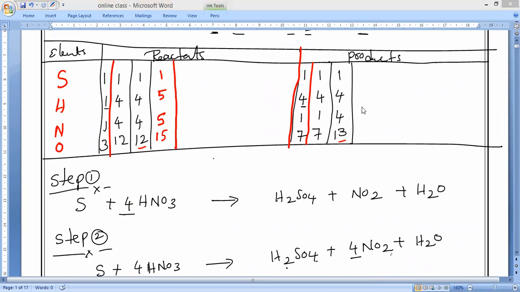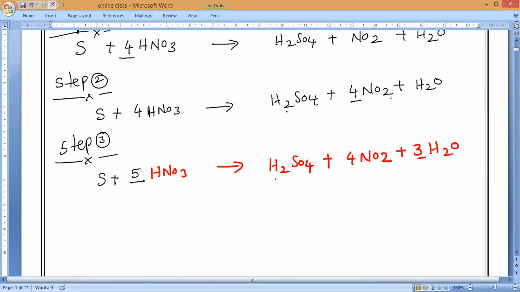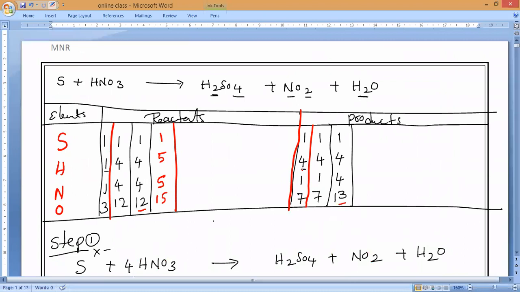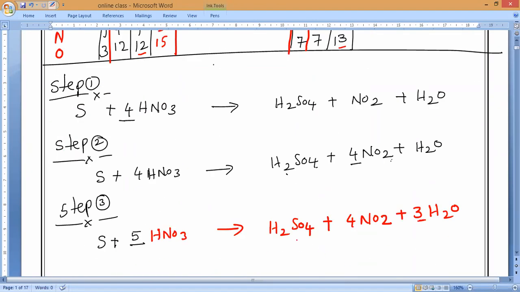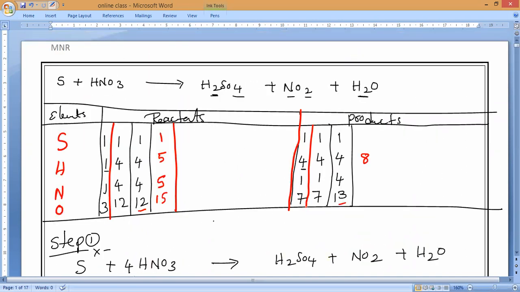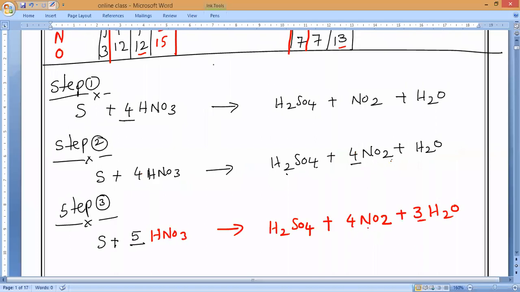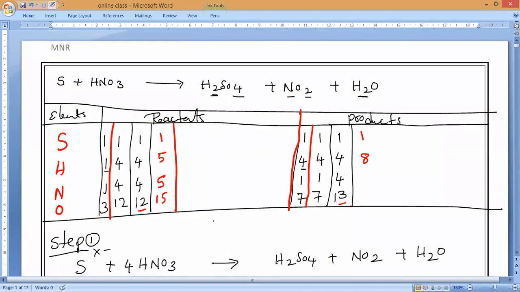Now tell me, product side hydrogens how many? 2. 3 twos are 6, 6 plus 2 how much? 8. That is hydrogens. Now sulfurs, any change? No change in sulfur, 1. Nitrogens how many? 4 ones are 4. But oxygens how many? 15.